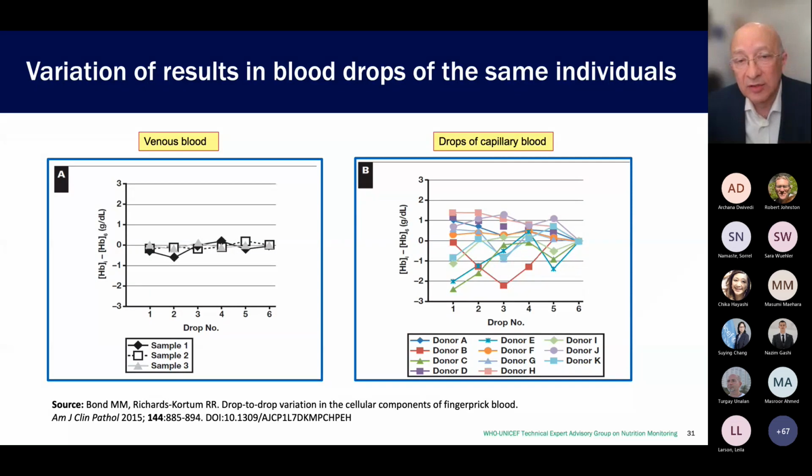For the same individuals with finger-prick drops of blood, you can see the variation on the right. It's completely different. The 6 is the average of all of them. That means it all depends on the drop of blood. It is not really possible to have a reliable determination using drops of capillary blood. And finally, my conclusions.